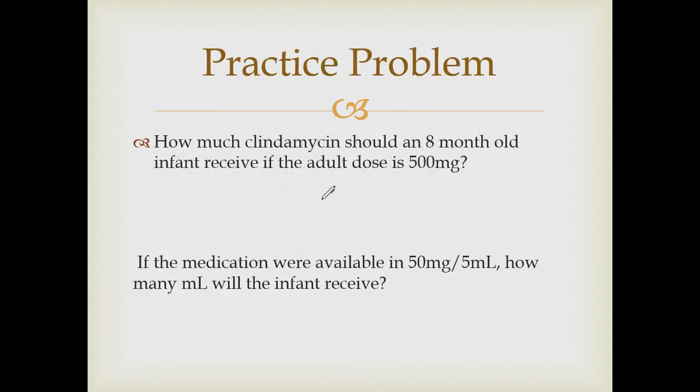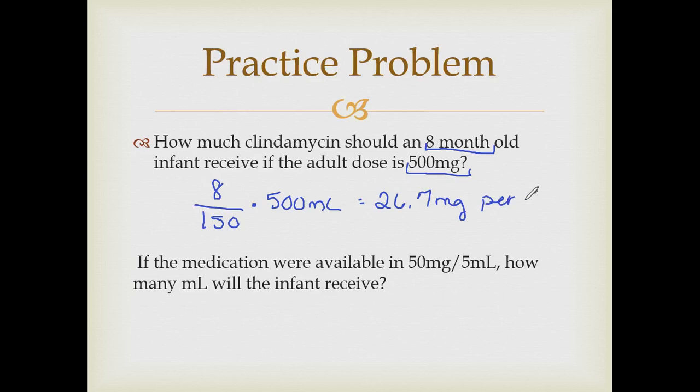The first one says, how much clindamycin should an 8-month-old infant receive if the adult dose is 500 milligrams? Now I have a child's age in months and an adult dose, so here I'm going to use Fry's rule. I'm going to take the 8 months old of a child divided by 150 times 500 milligrams, and I come out with 26.7 milligrams per dose for this patient.